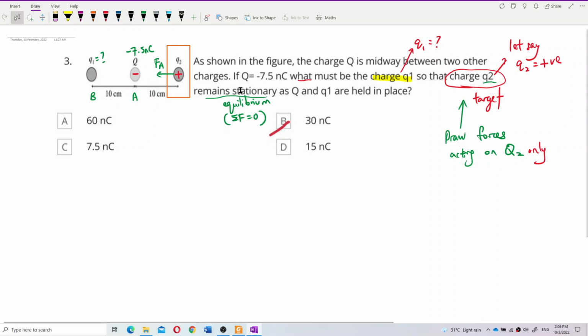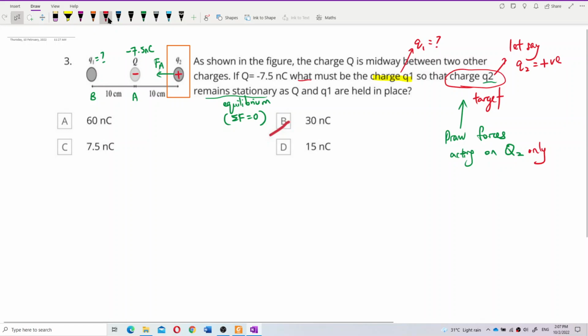Now I want Q2 to be stationary. So if I want Q2 to be stationary, what must be the charge on Q1 so that Q2 will be stationary? What must be the sign on Q1 so that Q2 will be stationary? Equilibrium.